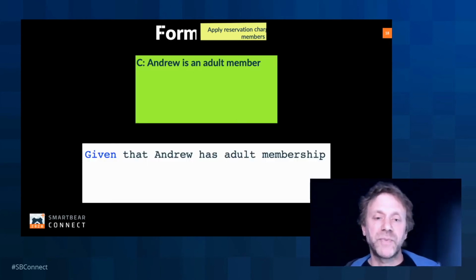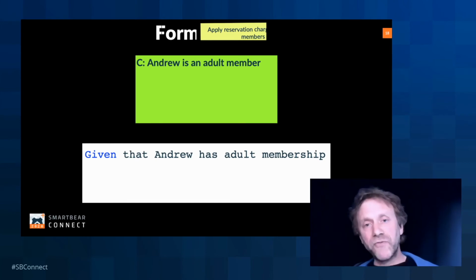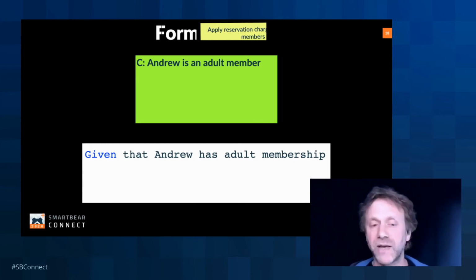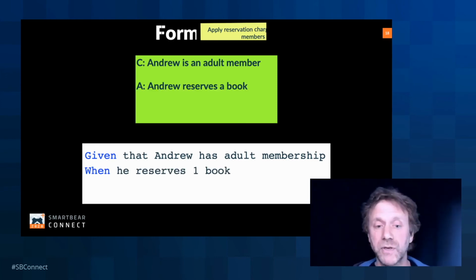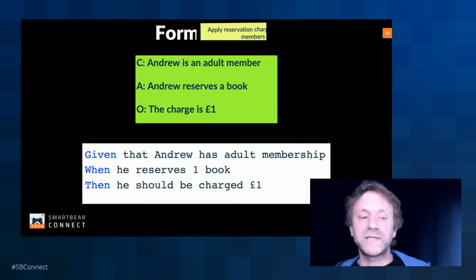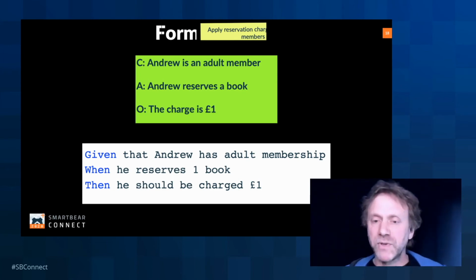Once we've got the concrete examples, now it's time to turn them into business readable language. The business, with the BA or the product owner, had a huge input when we were doing discovery with the example mapping. Now in formulation, we need to make sure that the wording that gets written up in the Gherkin format uses business terminology. So the translation is often quite simple. In the example card, we had a context of Andrew as an adult member. And in Gherkin, we could represent that as: given that Andrew has adult membership, when he reserves 1 book, then he should be charged £1. This formulation is not always as straightforward as this, but frequently it is.